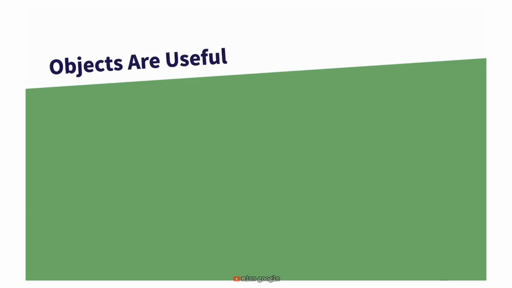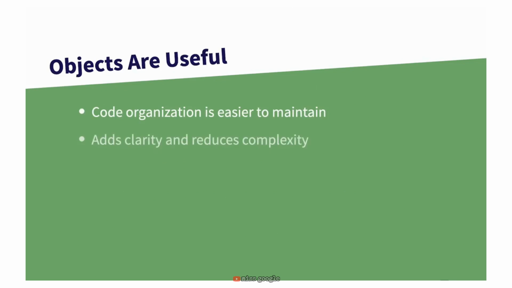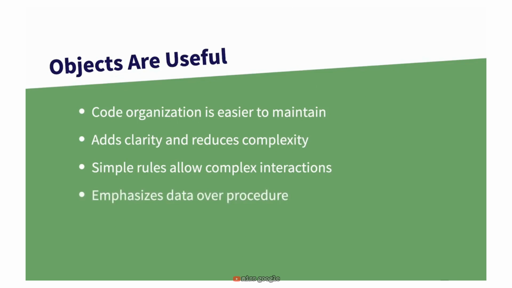So objects are very useful, especially for managing complexity. They make our code organized and easier to maintain. It adds clarity to our code so that it's clear what we're trying to do and reduces complexity. We can write simple rules to allow complex interactions because functions can call other functions, which call other functions, and so on. And they also allow us to emphasize the data over the procedure. The objects have certain characteristics and they react a certain way based on those characteristics.